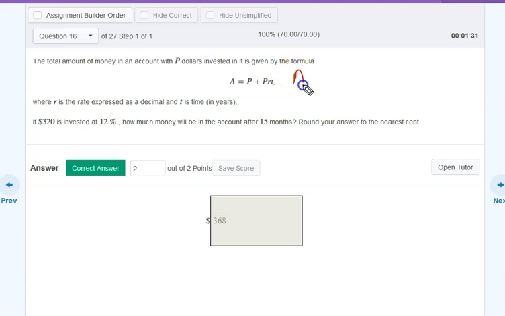They give us everything we need here. A equals, you have 320. That's the principal. And the formula's right there, so it'd be 320 again. Now the rate is 12%. We need to convert that to its decimal form. And the time is 15 months. Well, 15 months is 12 months plus 3 months. 12 months is 1 year. Time is in years. And 3 months is 1/4 of a year.